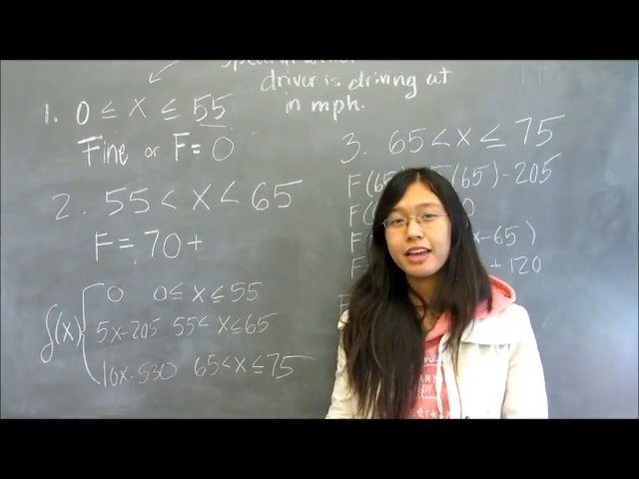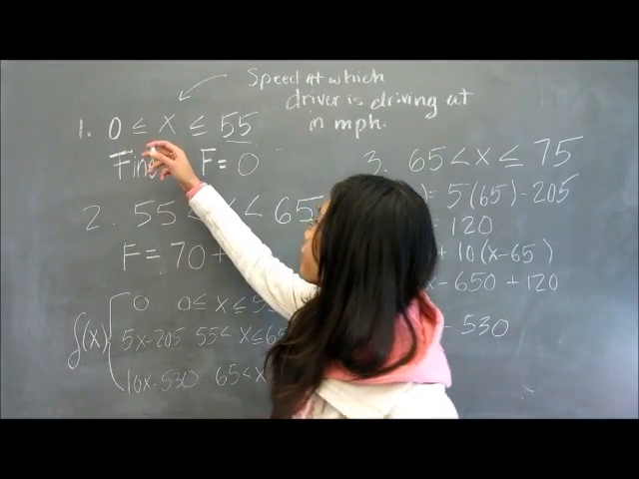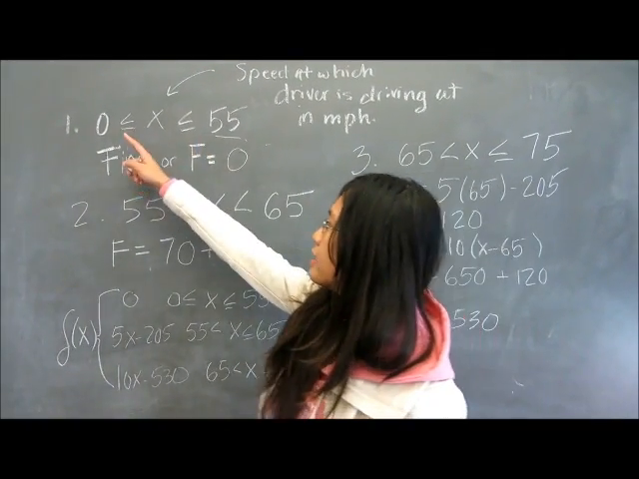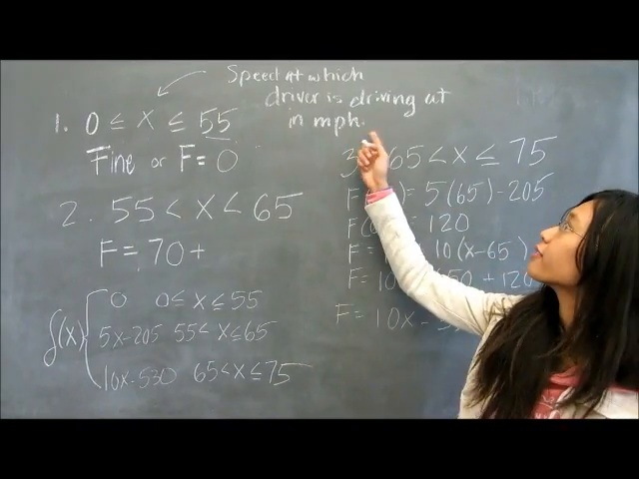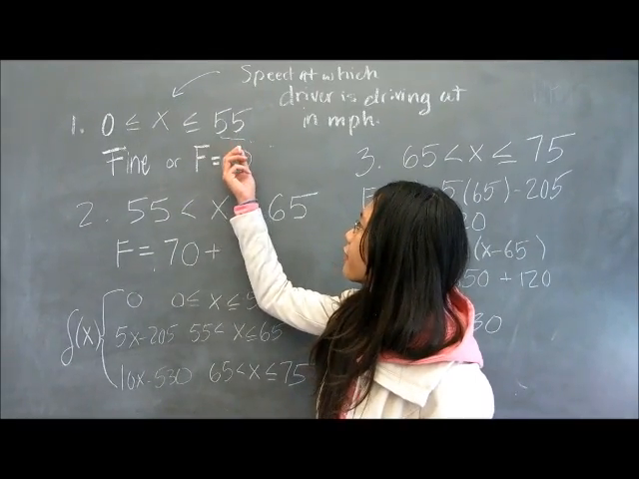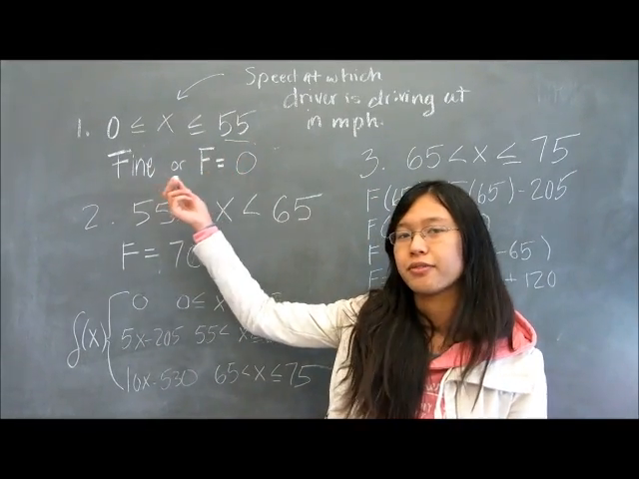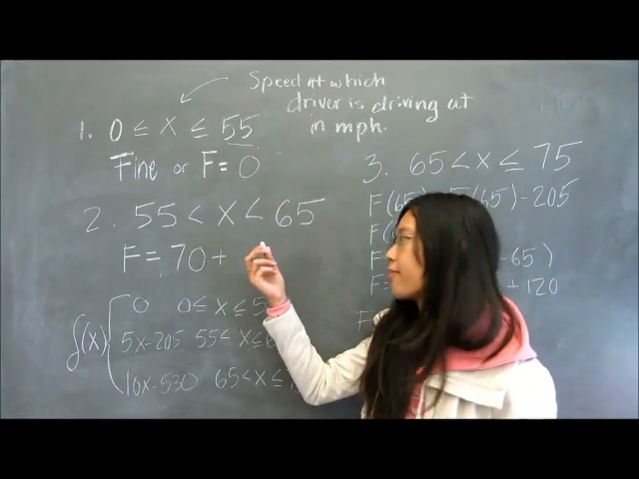So for problem A, for the first exam, we're trying to find the fine for the initial speed when it's between 0 and 55. So x equals the speed at which the driver is driving in miles per hour. If the driver is driving between 0 and 55, the fine will be equal to 0, because 55 is the posted limit and he has not yet passed it.